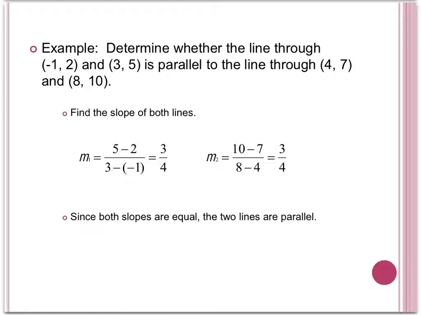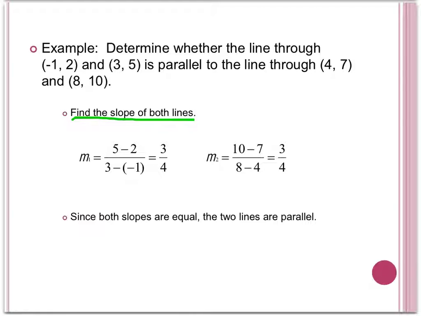Now, let's do an example. It says determine whether the line through negative 1, 2 and 3, 5 is parallel to the line through 4, 7 and 8, 10. We can tell if these 2 lines are parallel by finding the slope of both lines.